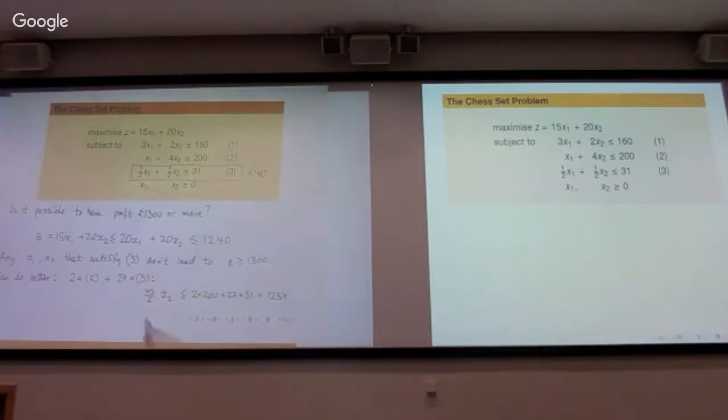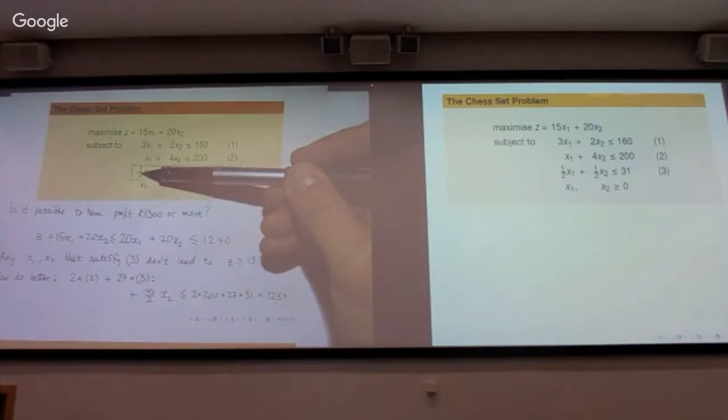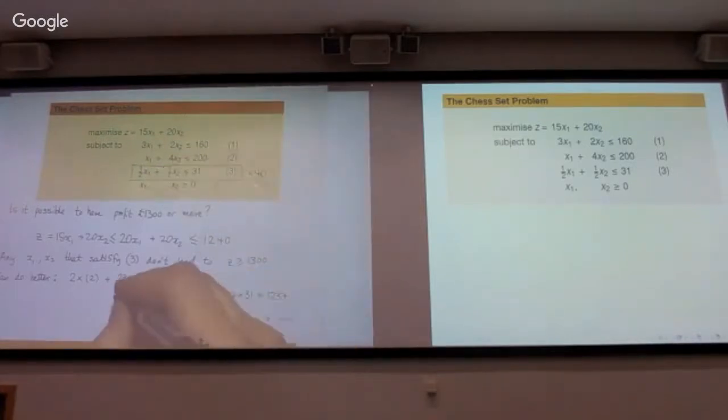And what's the coefficient of x1? Well, here we get 2, and here we get 13.5, so it's 15.5. So it's 31 over 2, x1. And that, again, because this number is more than 15, and this number is more than 20, we get 15x1 plus 20x2, which is the objective.